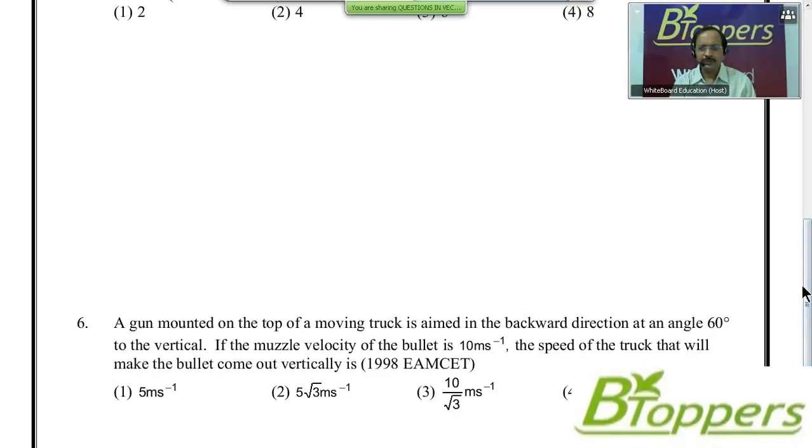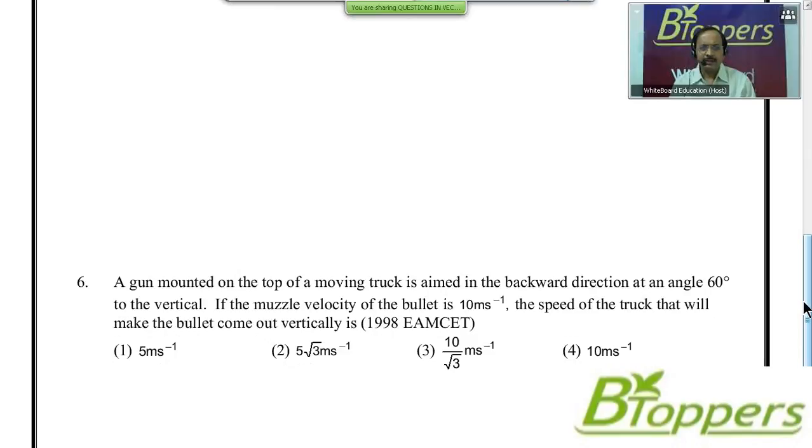Question number 6. A gun mounted on the top of a moving truck is aimed in the backward direction at an angle of 60 degrees to the vertical. The muzzle velocity of the bullet is 10 meters per second. The speed of the truck that will make the bullet come out vertically is. Four options are given. First one, 5 meters per second. Second one, 5 root 3 meters per second. Third option, 10 by root 3 meters per second. Fourth option, 10 meters per second. Come on, try this question.